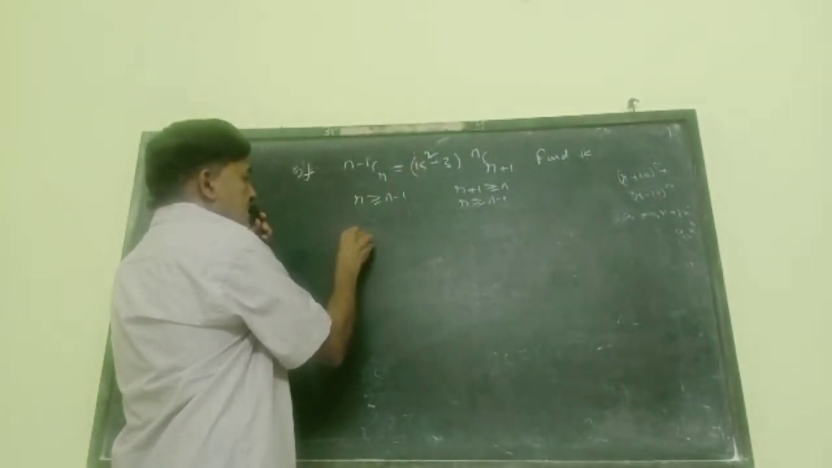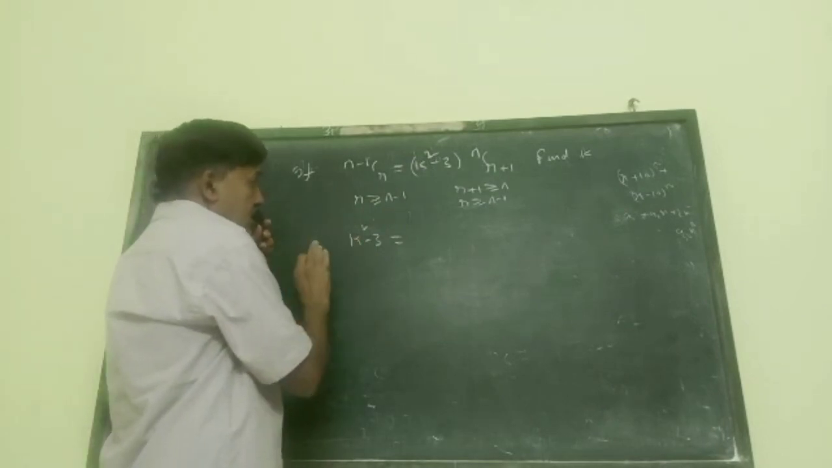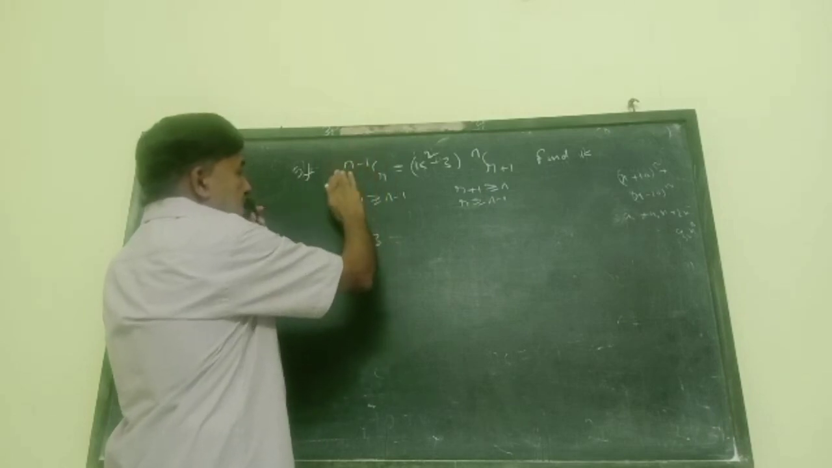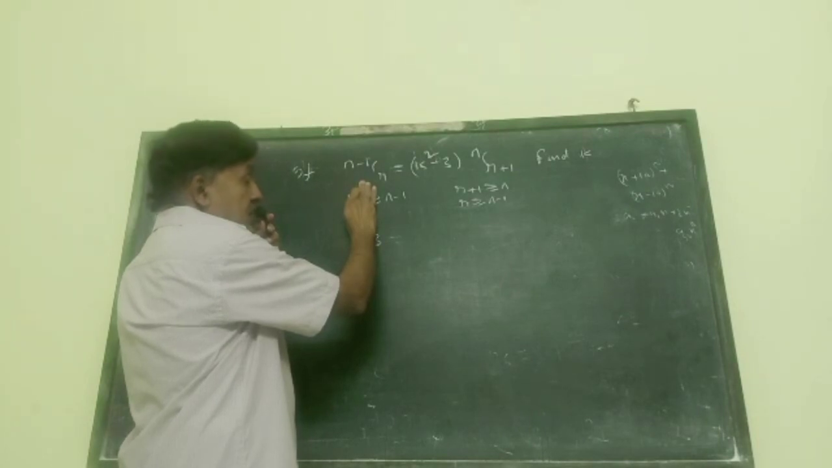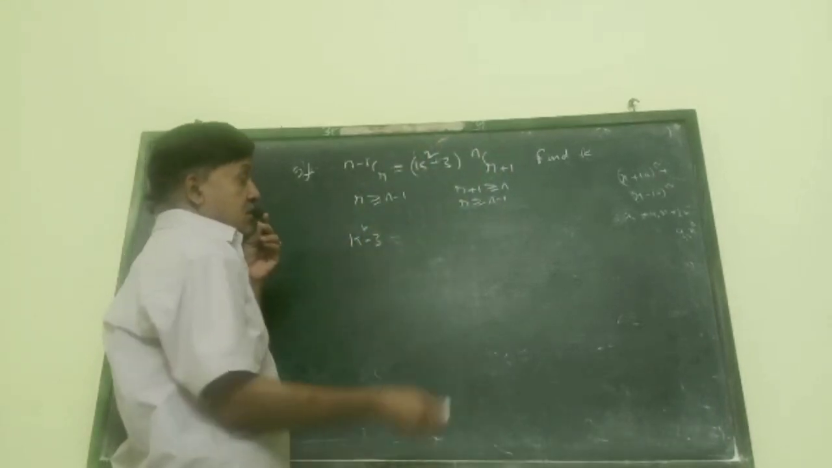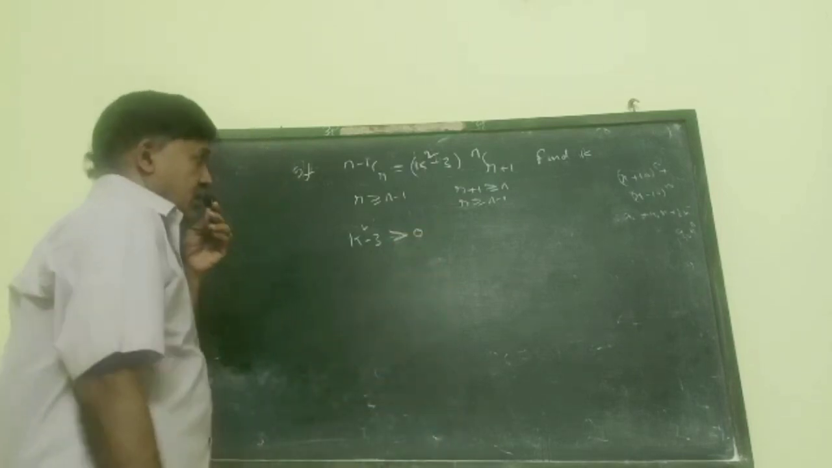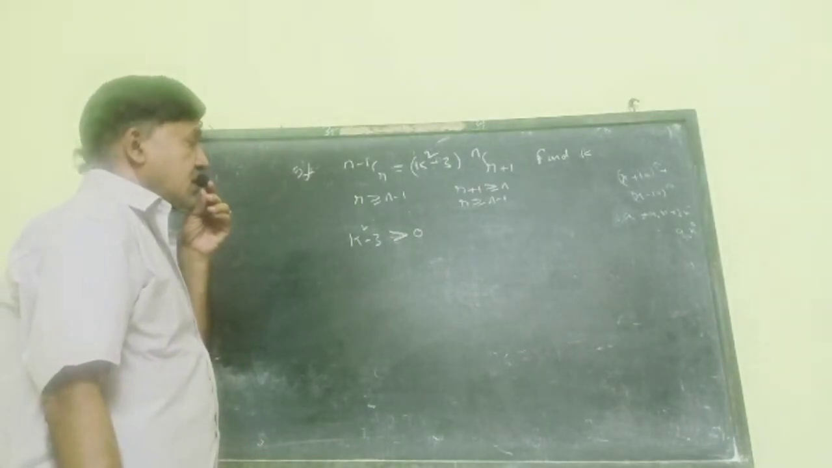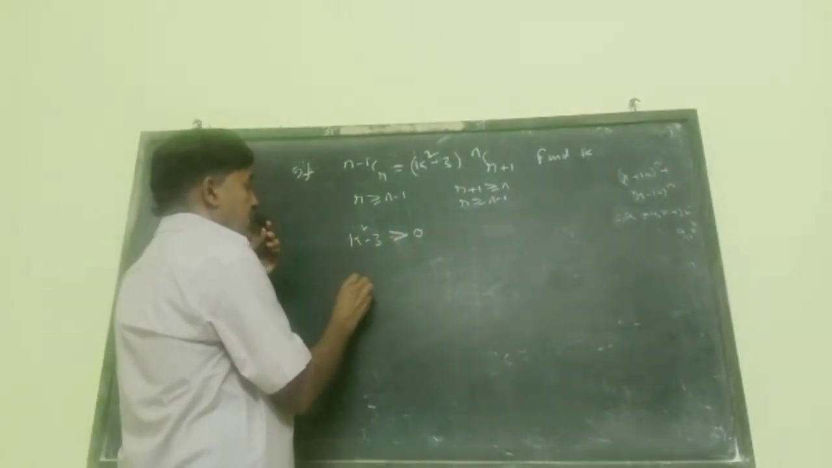Now from this, k square minus 3. Listen, one important point before writing this. This is a positive quantity. NCR is always positive. NCR is always greater than or equal to 0 and NCR is a natural number. NCR plus 1 is also a natural number. So k square minus 3 is always what? Greater than 0. K square minus 3 can never be a negative quantity. K square minus 3 cannot be 0 also.